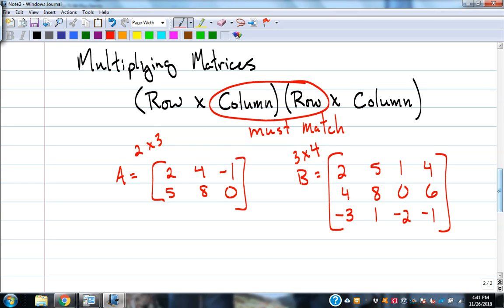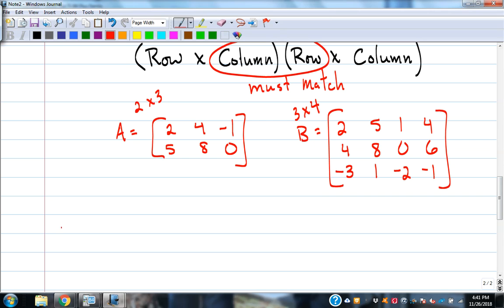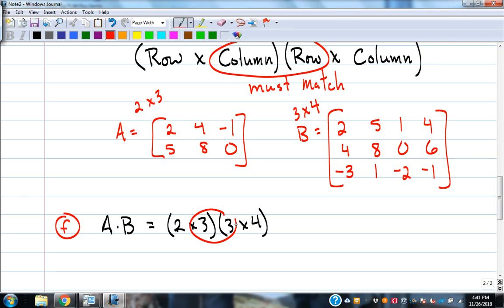Okay, if you're going to multiply them together, example F is A times B. That is taking a 2 by 3 times a 3 by 4. The numbers in the middle, remember, have to match. These do match. What that's going to equal is a 2 by 4 matrix. Okay, that's the size that our answer will be.